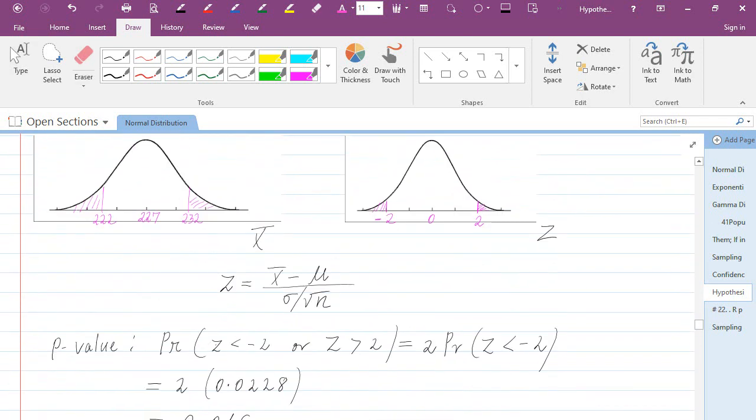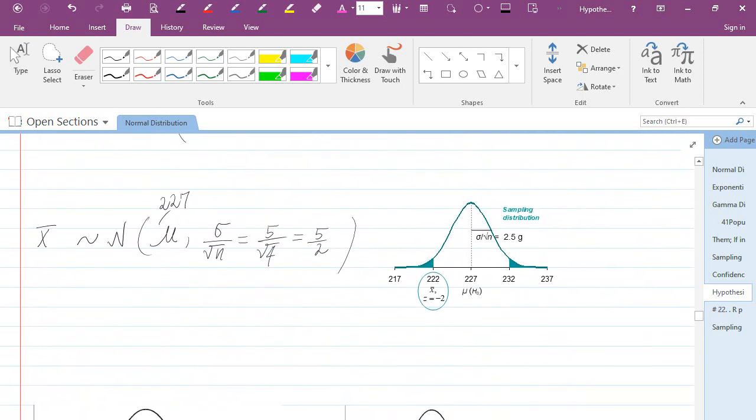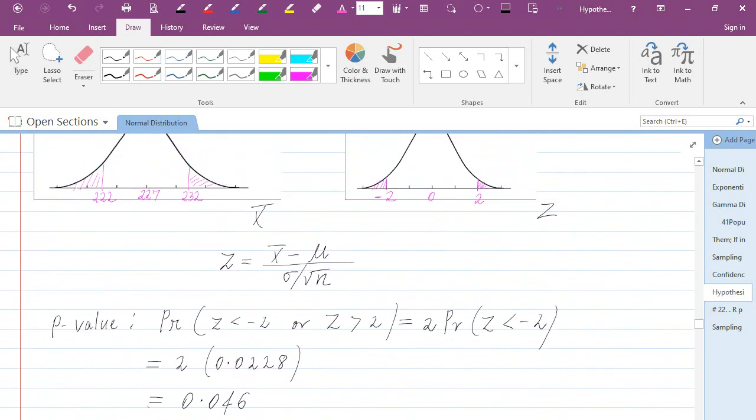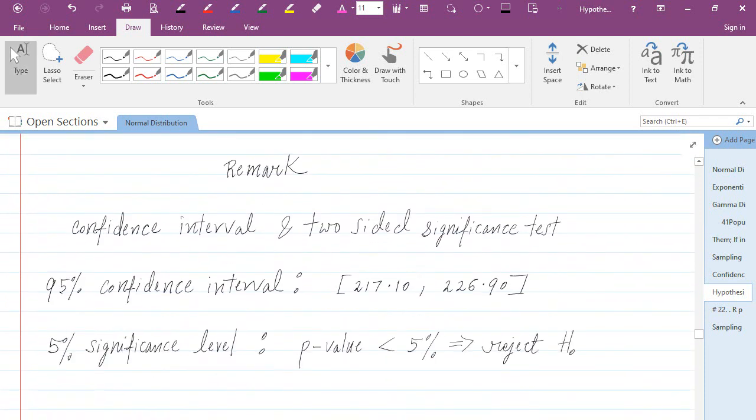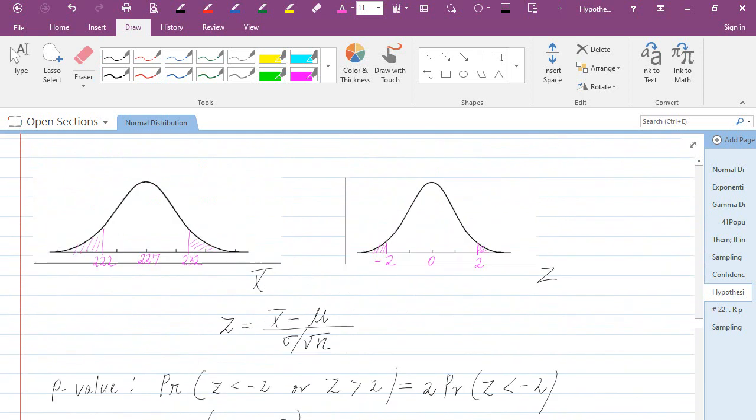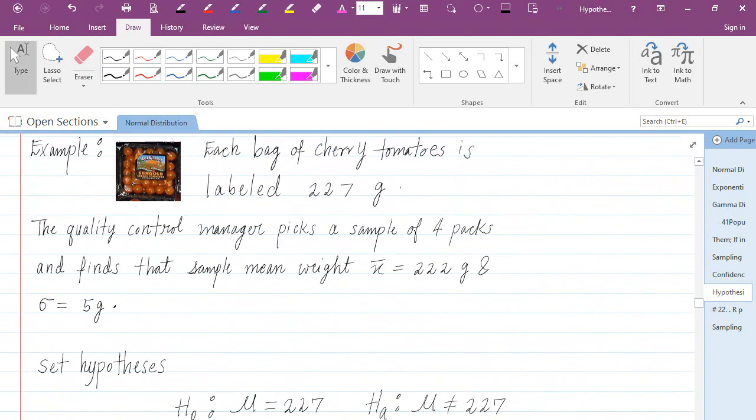Okay, so I want to end this video with a remark. So the confidence interval and two-sided significance test. So there is a relationship between confidence interval and two-sided significance test. So if you recall, for this same situation, for this same example, we calculated the 95% confidence interval in a previous video.